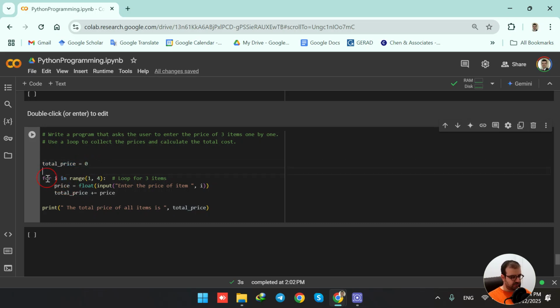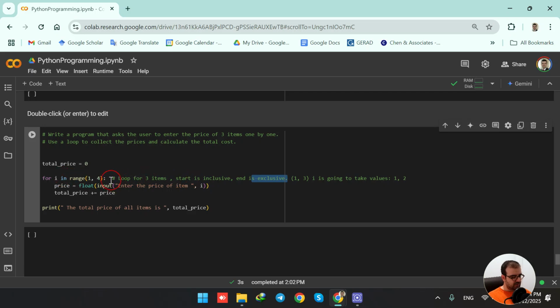To do that, we are initializing a variable called total cost to be 0. Then I'm using a for loop starting from i. The i variable is initialized starting from 1 and ends at 3, because the start is inclusive and the end is exclusive. So if I type the range between 1 and 3, i is going to take values 1 and 2, because the end, 3, is exclusive.